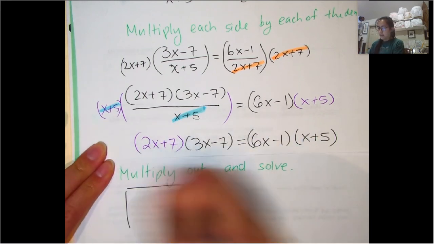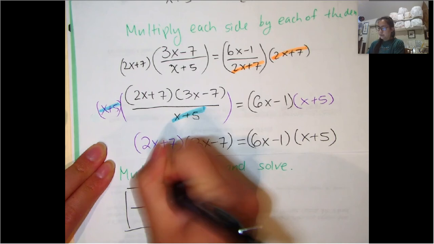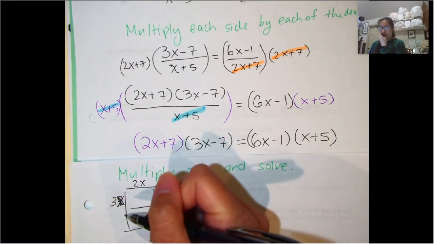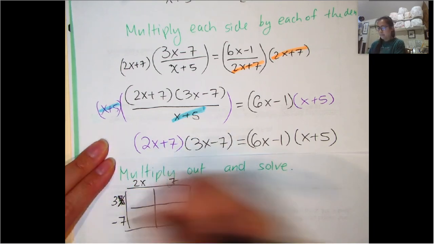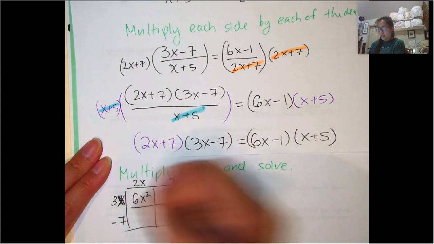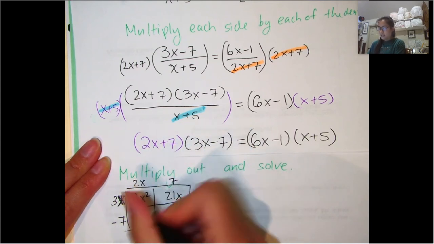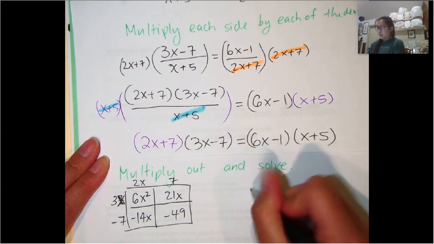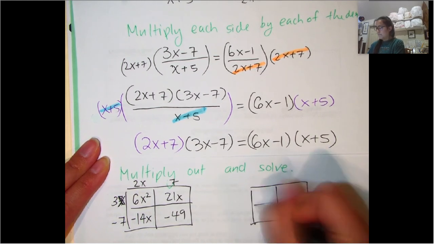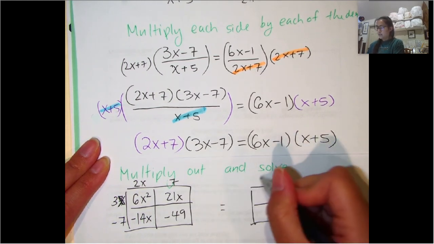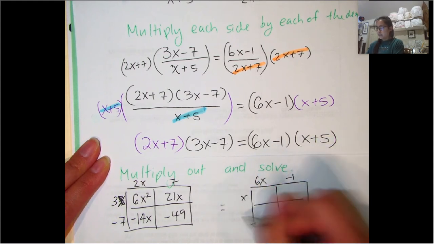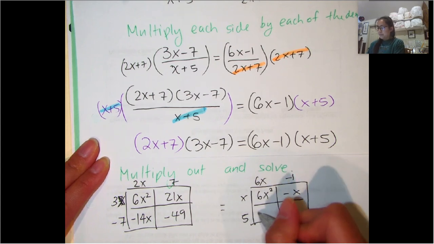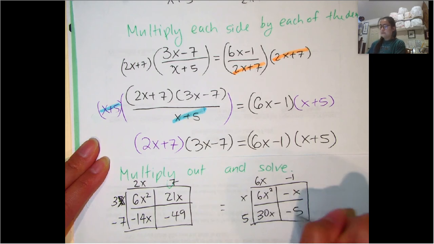Okay, so if you make a box for this side, you have 2x plus 7 and 3x minus 7. And so you have 6x squared plus 21x minus 14x minus 49. Then over here, we make a box for the right side, and you have 6x minus 1, x, and then plus 5. And so we have 6x squared minus x plus 30x minus 5.